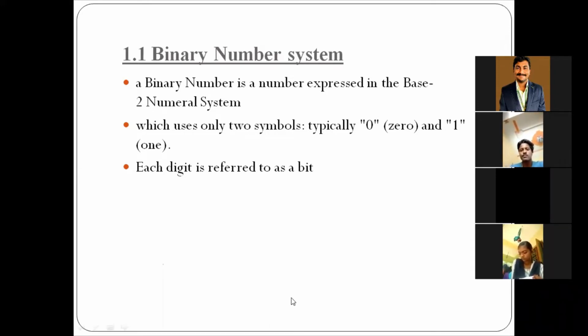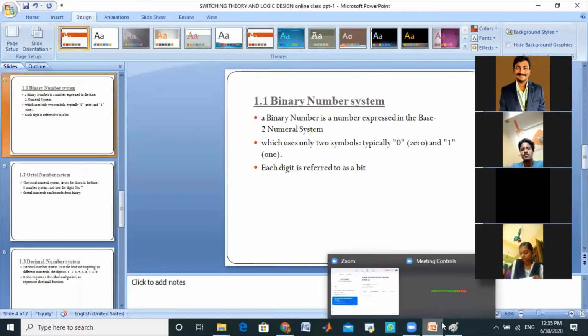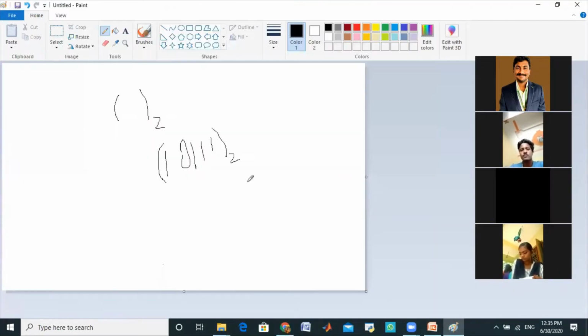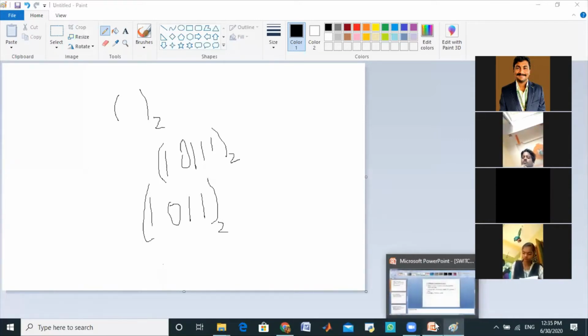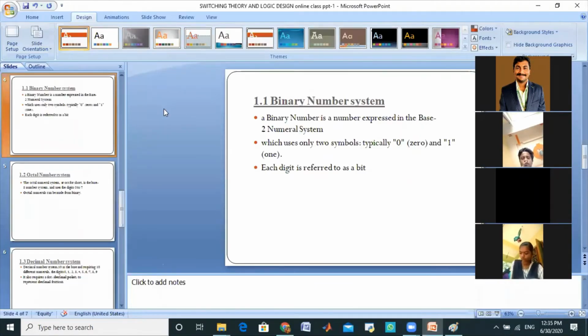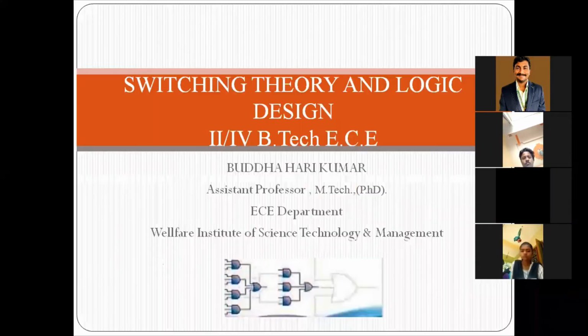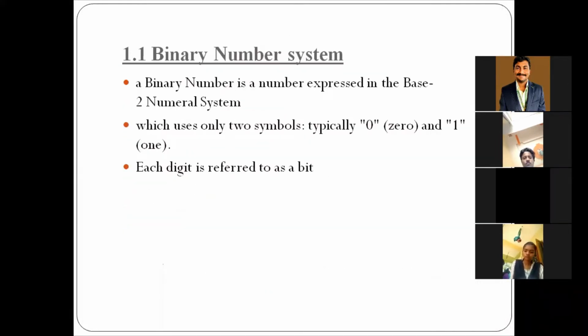Base means, suppose 1 0 1 1, the small number we write at the bottom is what we call the base. So the base of the binary number system is 2. Remember this point, guys. So this is nothing but the binary number system.